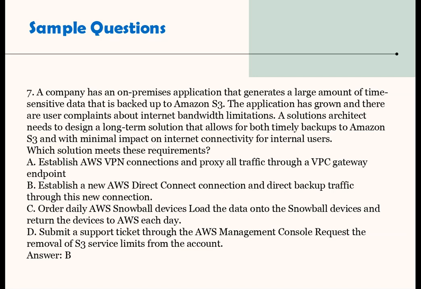A. Establish AWS VPN connections and proxy all traffic through a VPC gateway endpoint. B. Establish a new AWS Direct Connect connection and direct backup traffic through this new connection. C. Order daily AWS Snowball devices, load the data onto the Snowball devices and return the devices to AWS each day. D. Submit a support ticket through the AWS Management Console. Request the removal of S3 service limits from the account. Answer: B.